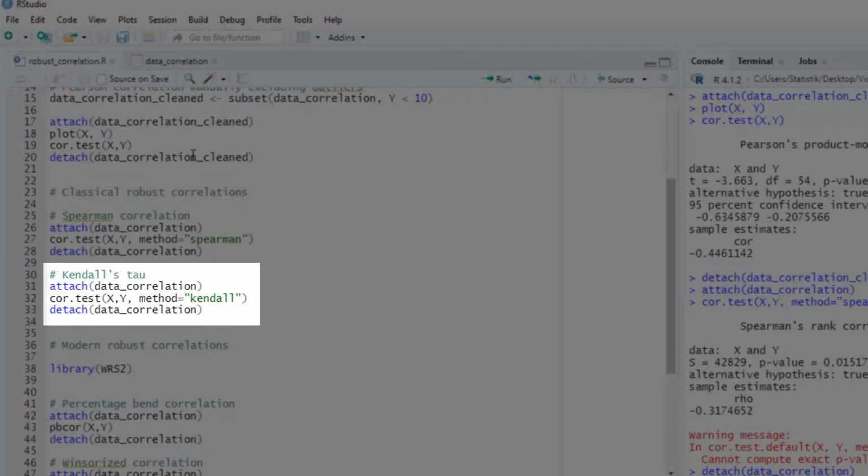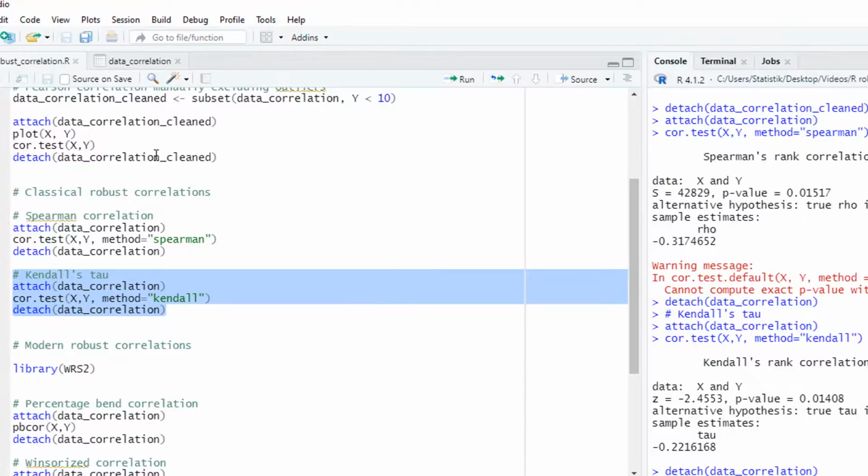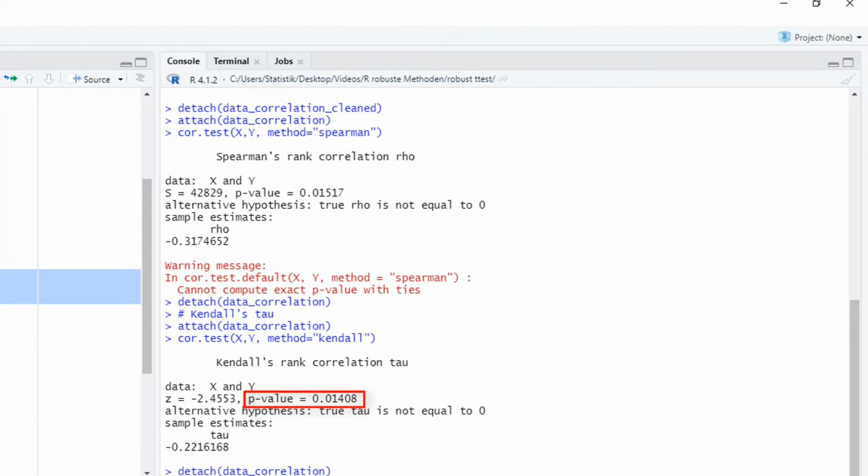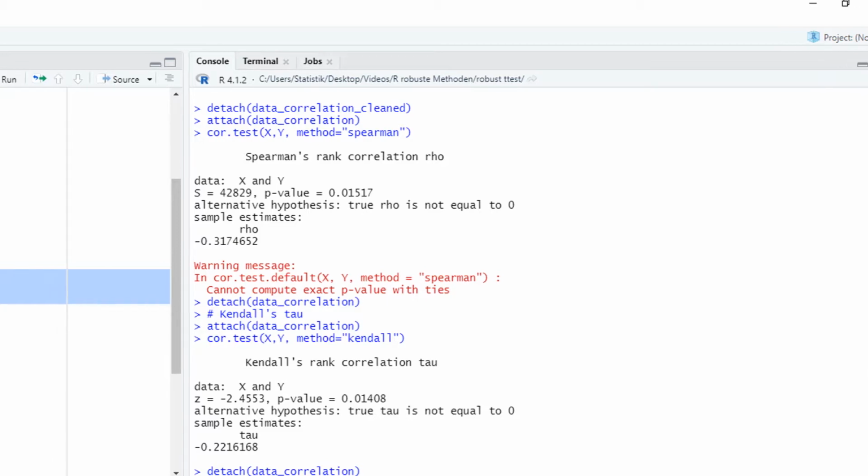The same with Kendall's tau. The p-value is similar. Kendall's tau is almost always smaller than Spearman's rho. So both robust methods are not fooled by the two outliers, but get us the correct result that we have a negative correlation between those two variables.